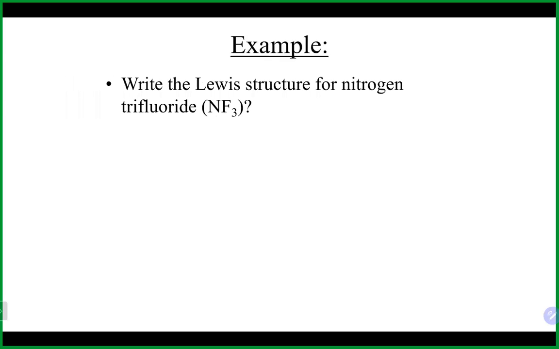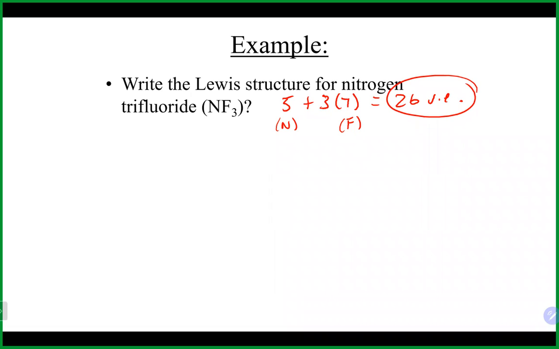All right, so we want to draw the Lewis structure here for nitrogen trifluoride. The first thing I'm going to do is count up the total number of valence electrons. I go to the periodic table, nitrogen's group number 5, which means it has 5 valence electrons. There are 3 fluorines, each fluorine's group 7, which means they have 7 valence electrons. That's 26 valence electrons. That number is really important because when I'm done with my picture, I have to hit exactly that number.